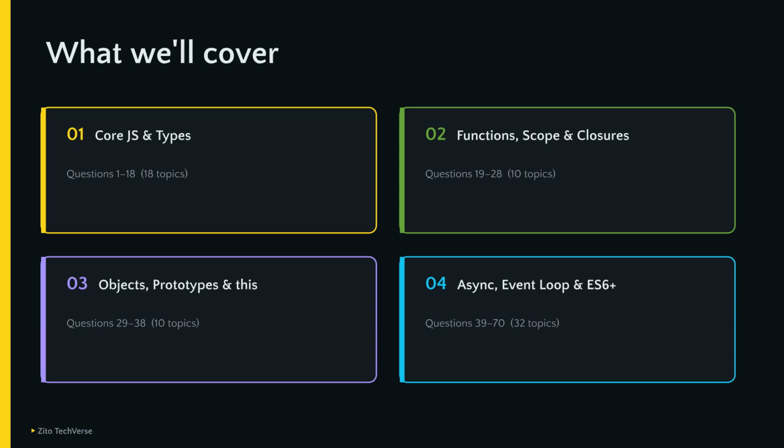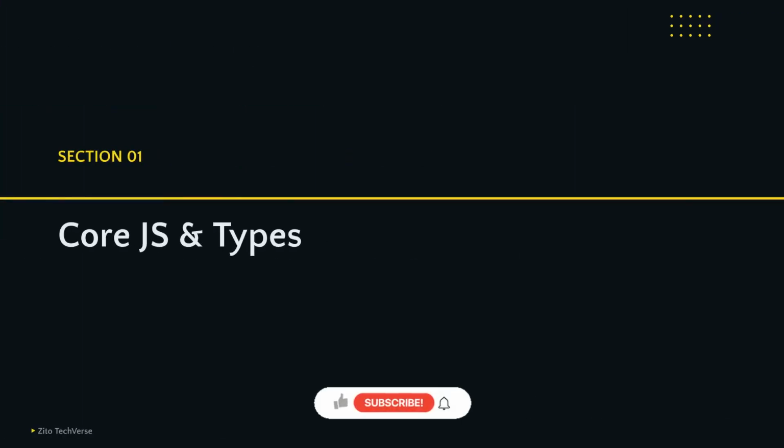We start with core JS and types, then move into functions, scope, and closures. Next, we'll tackle objects, prototypes, and the this keyword. And finally, we'll cover async, the event loop, and modern ES6 features. 70 essential questions in total. Section 1. Core JavaScript and types.